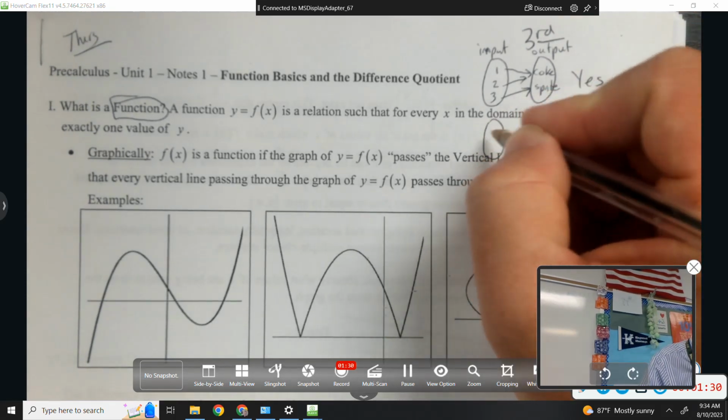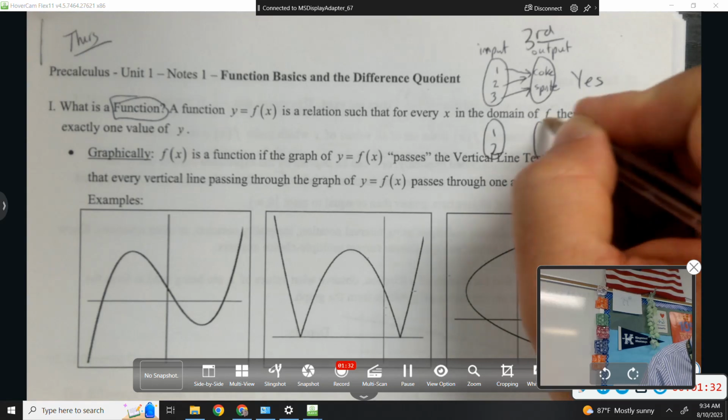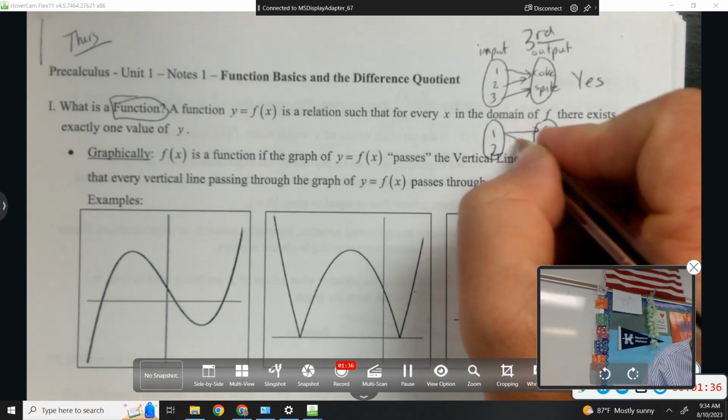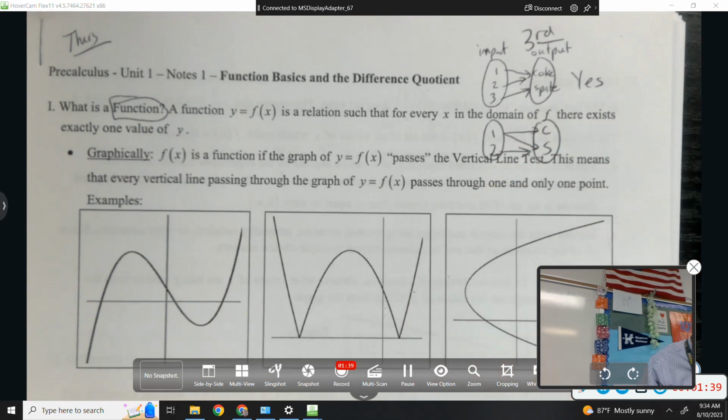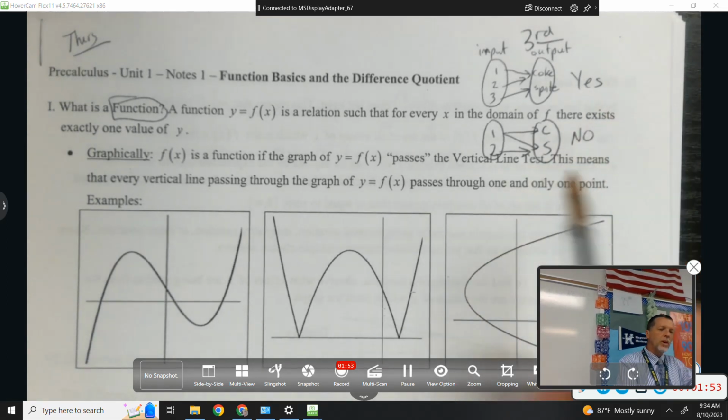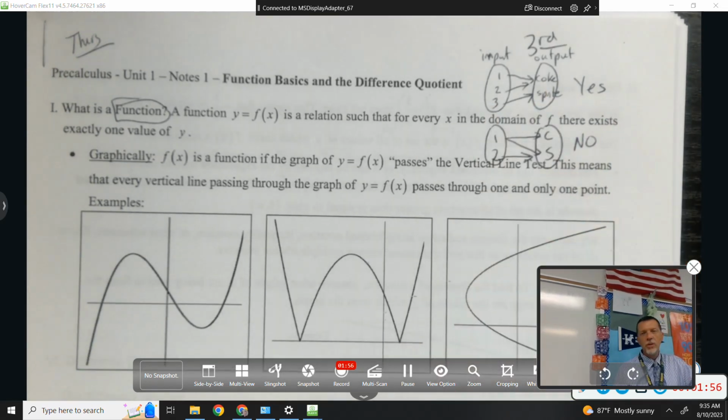If you have button 1, button 2, and button 1 goes to a Coke and a Sprite, and button 2 goes to a Sprite, is that a function? No. Because if you press button 1, you don't know what you're going to get. Or maybe you get lucky and get both, but that's not a functioning vending machine. So each input goes to exactly one output. Outputs can have more than one input. Inputs can only have one output.